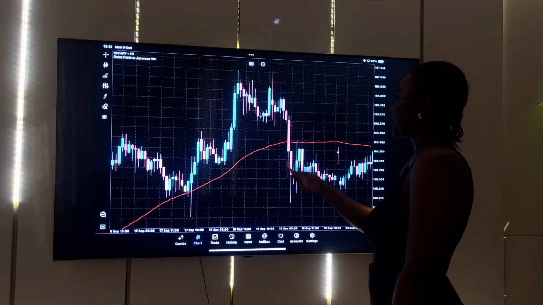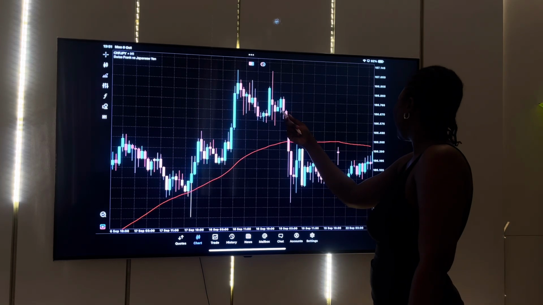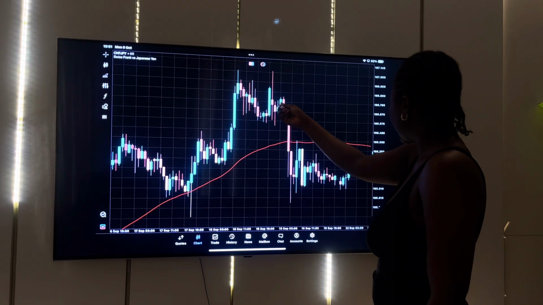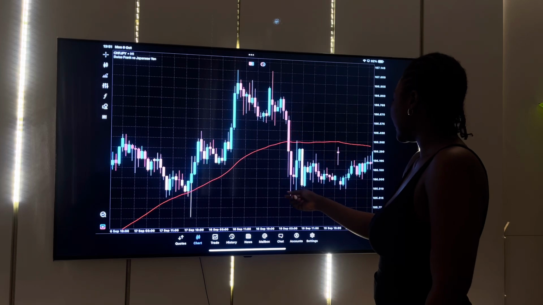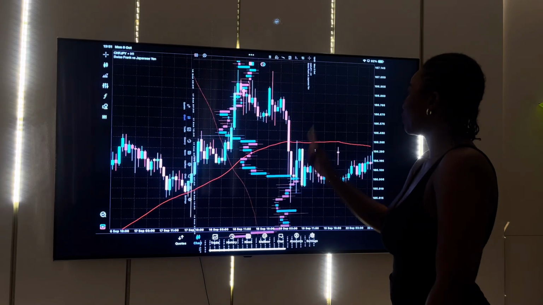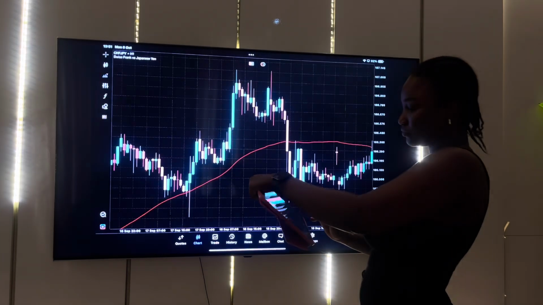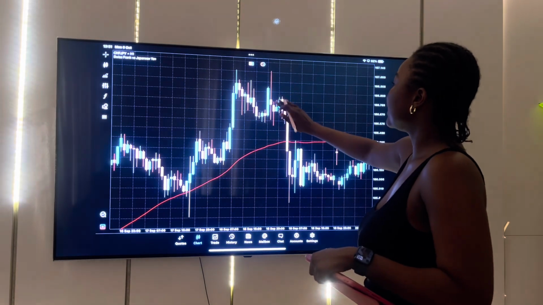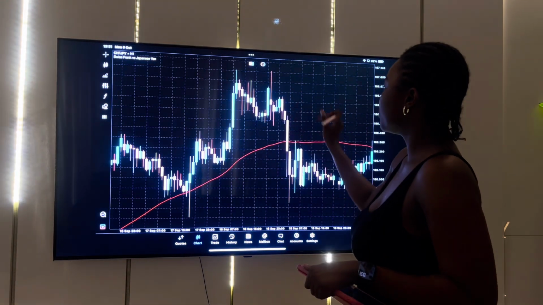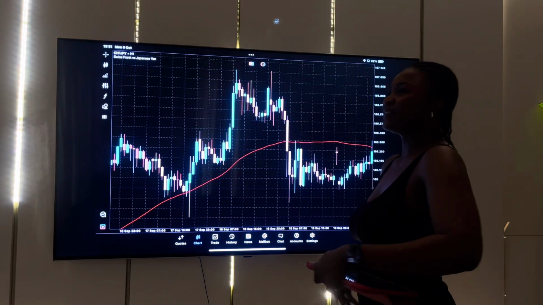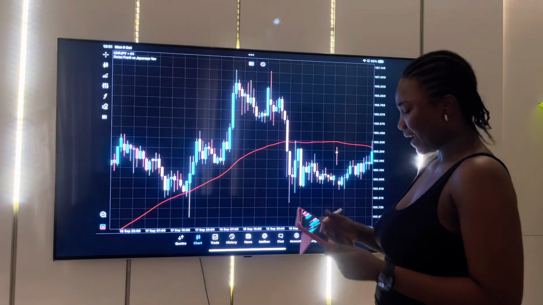Profits bagged. See, if you sell right here, the difference between the initial selling price and the buying back price, that's your profit. So if you combine these patterns on the charts, you'll be able to spot when it's time for you to either sell or buy.